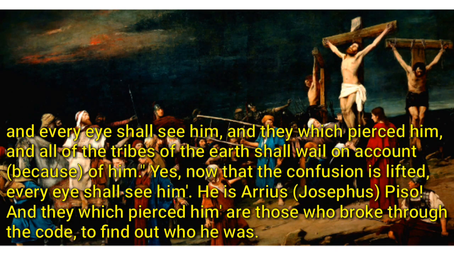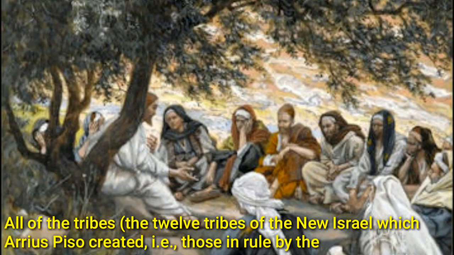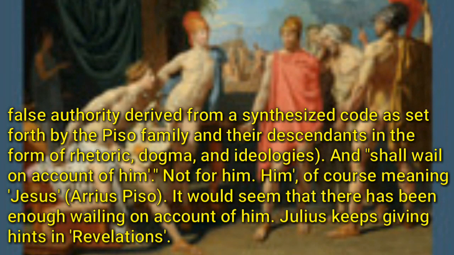Yes, now that the confusion is lifted, every eye shall see him. He is Arrius Josephus Piso. And they which pierced him, are those who broke through the code, to find out who he was. All of the tribes, the 12 tribes of the new Israel which Arrius Piso created, i.e., those in rule by the false authority derived from a synthesized code as set forth by the Piso family and their descendants in the form of rhetoric, dogma, and ideologies.